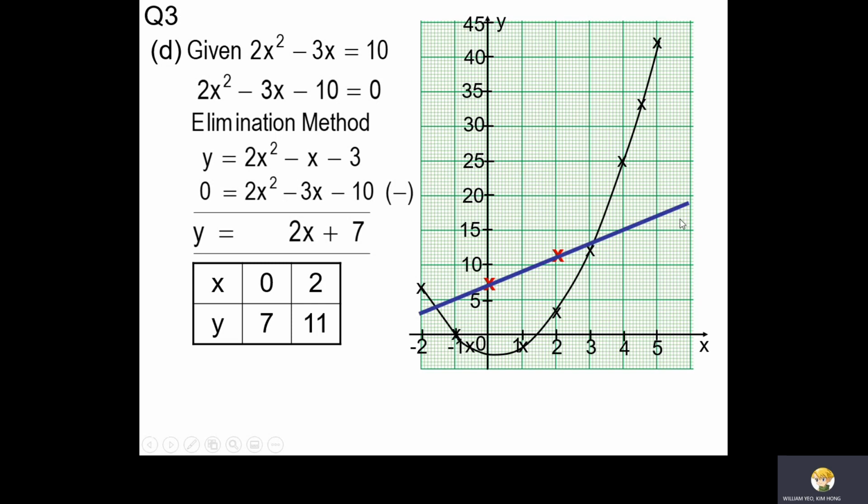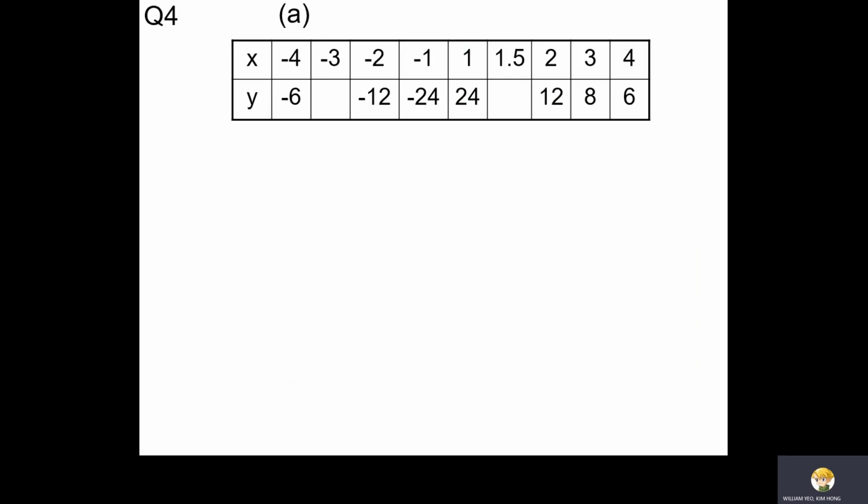Okay, now how many answers do we have? 2. One is here, one more here. Okay, so 2 answers. Read properly. The 2 answers are negative 1.6 and also 3.1. Alright, now we go to the next question.